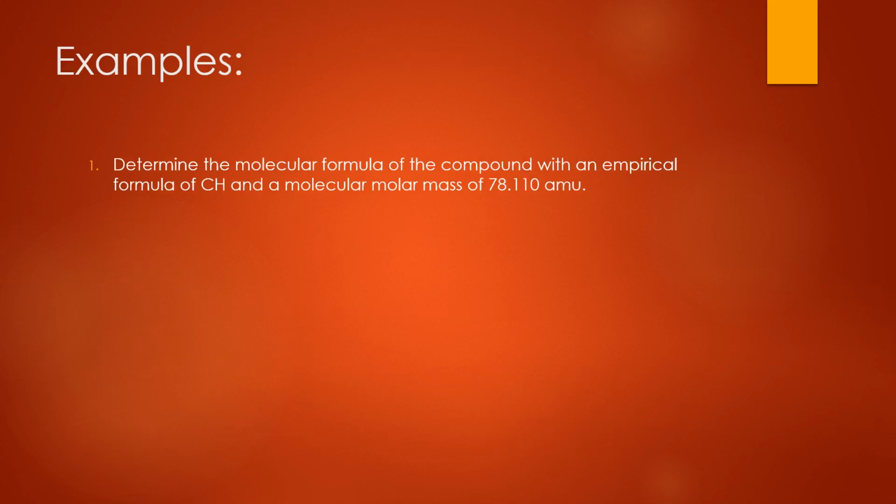Okay, so let's go ahead and solve a problem. It says determine the molecular formula of a compound with an empirical formula of CH and a molecular mass of 78.118, or sorry, 110. In this problem, I've given you the empirical formula, and I've also given you the molecular mass. So the first thing we have to do is find the molar mass of CH, and very simply, C is 12.01, H is 1.01, so add them together, and you get 13.02.